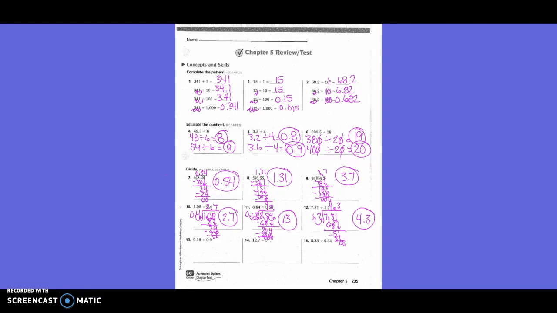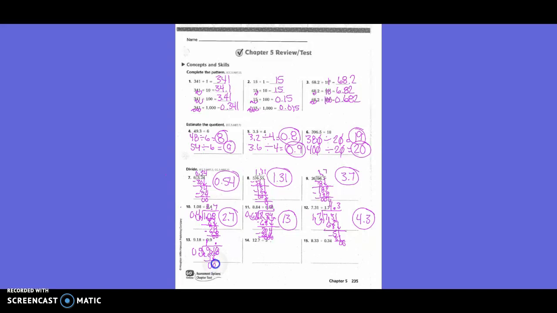Okay, what is my dividend? What goes inside the house? 9 and 18 hundredths. Divided by 9 tenths. Do I need to move my decimal over? Yes. How many places? Once to the right. Bring my decimal straight up. How many times does 9 go into 9? Once. 9 minus 9 is 0.